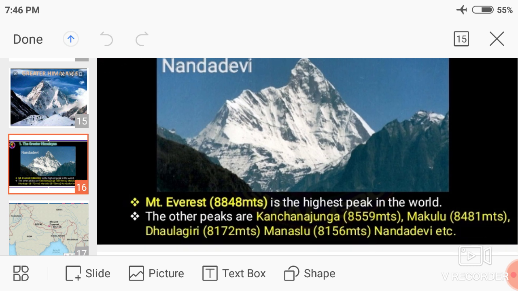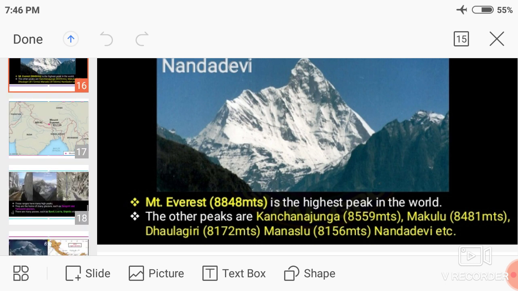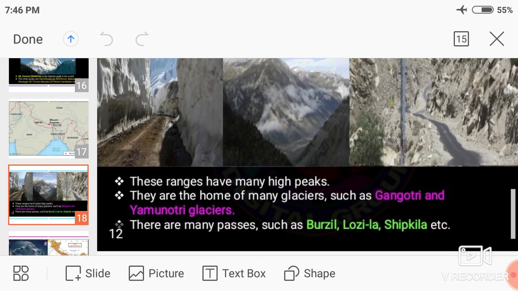These ranges are called Himadri. Very important, keep it in mind. The Greater Himalayas are also called Himadri. These ranges have many peaks.